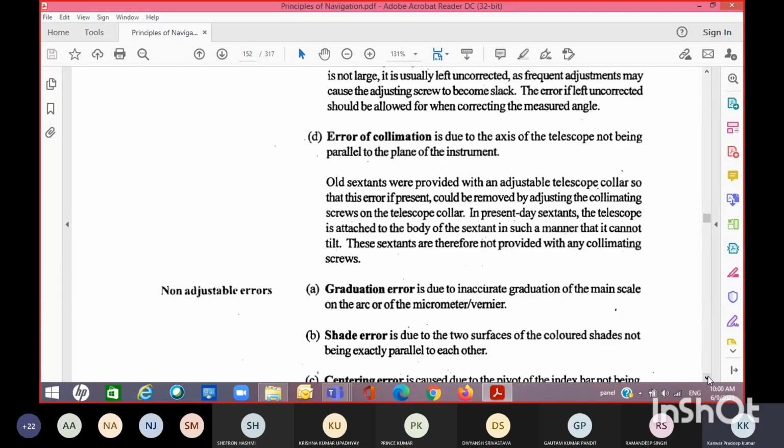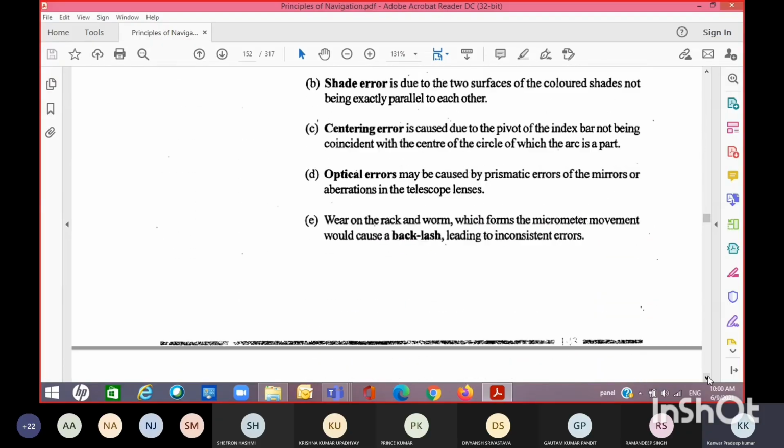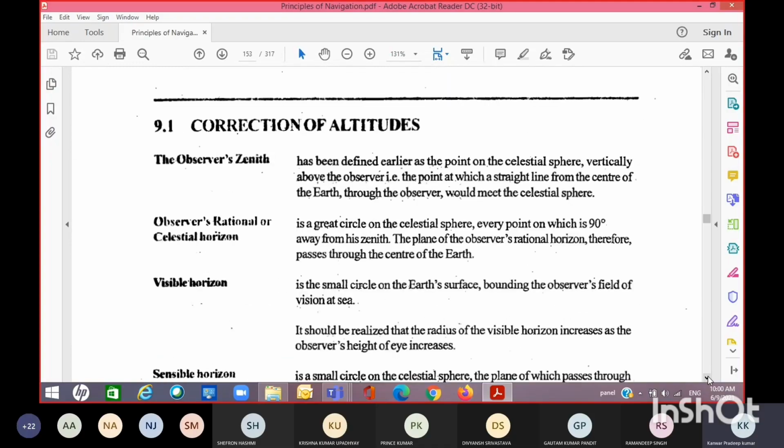Earlier it used to be coming with screws, so sometimes it would become loose and you had to adjust it. Otherwise there is graduation error, shade error, centering error, optical error, rack and worm error, these sort of things.